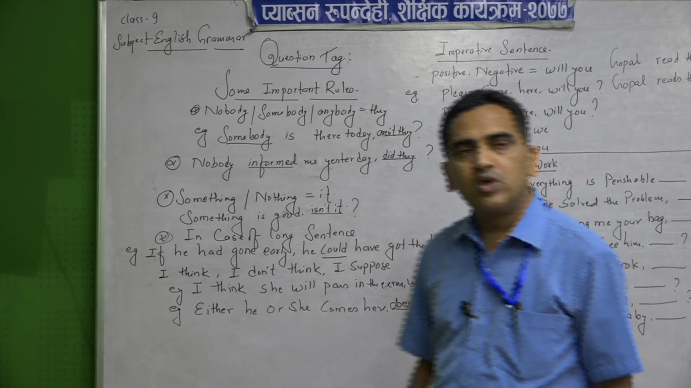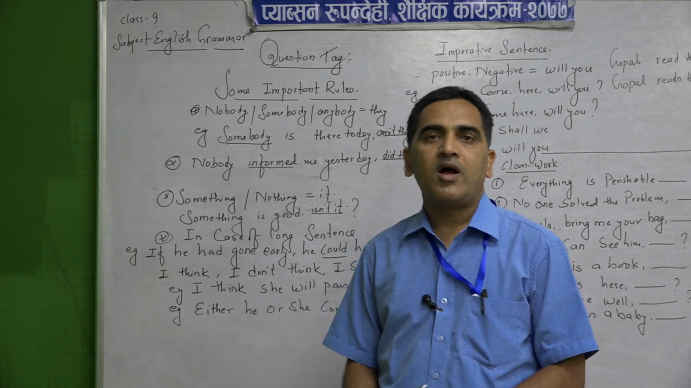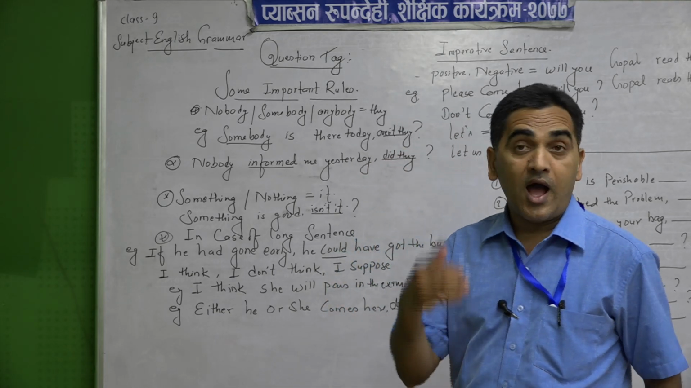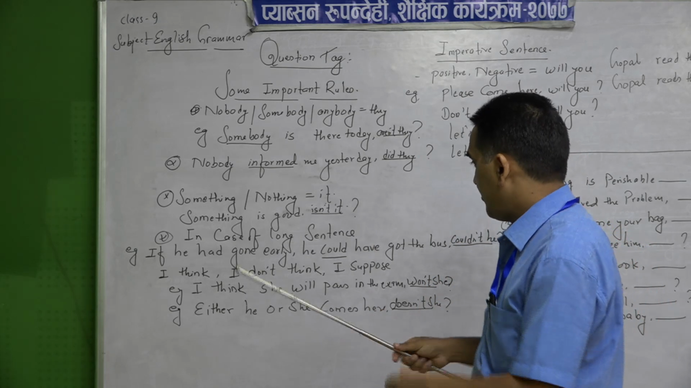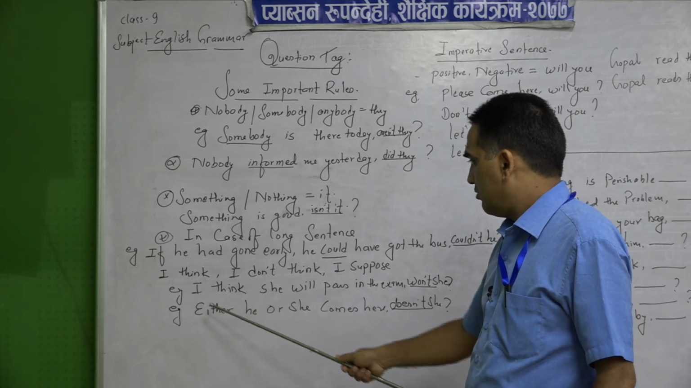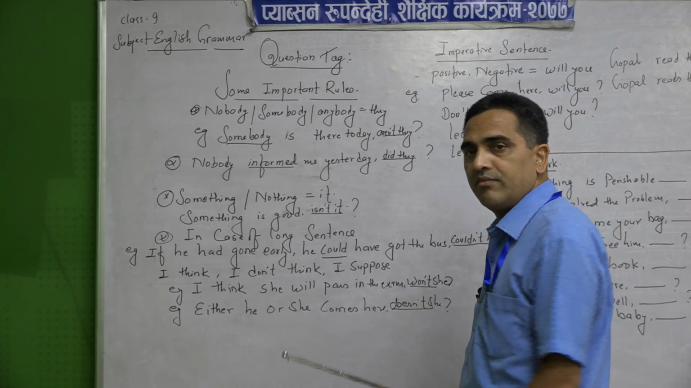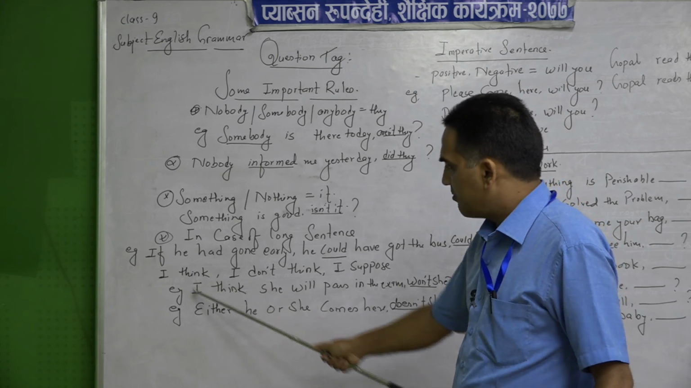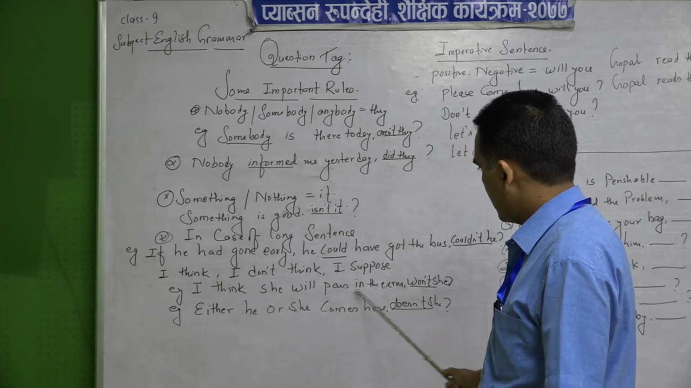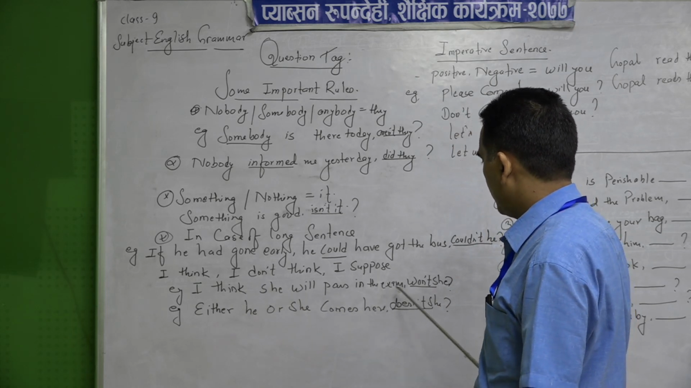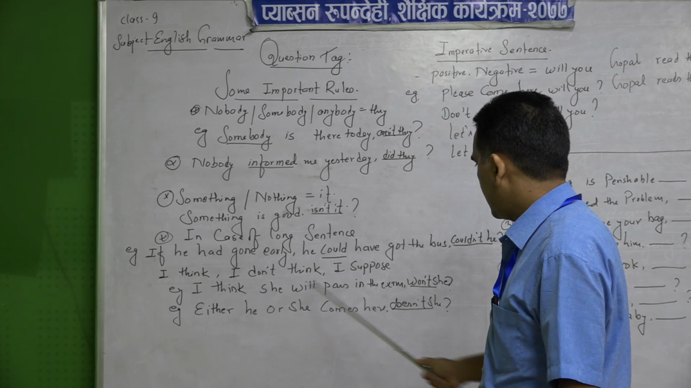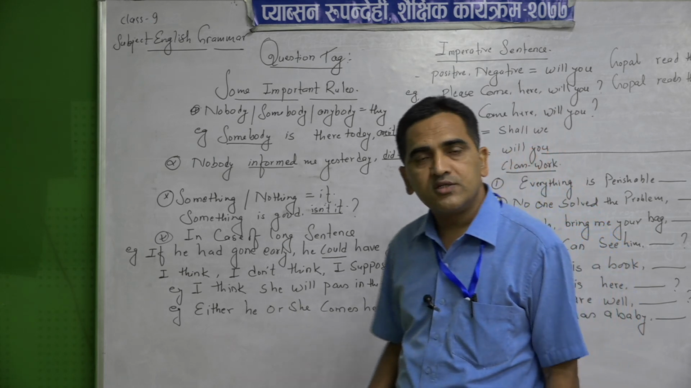And another rule, when the sentences start from I think, I don't think, I suppose, at that time we take the main sentence after it. We see here the main sentence: I think she will pass in the exam. I think is not the main sentence; the main sentence here is she will pass in the exam. So we write according to this sentence, won't she, won't she.